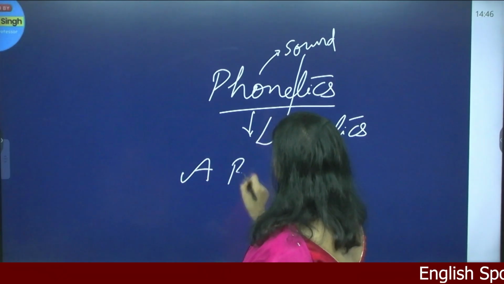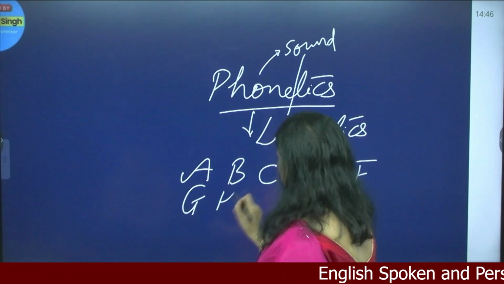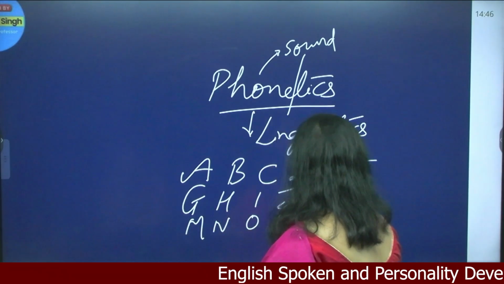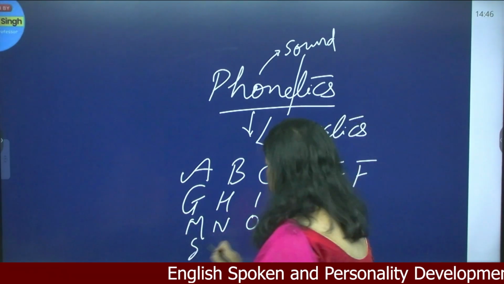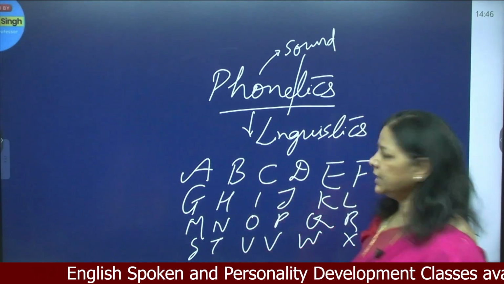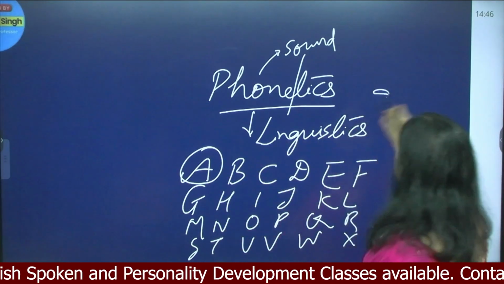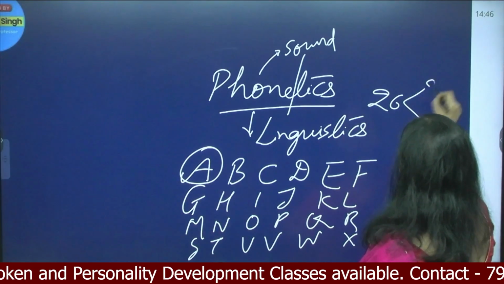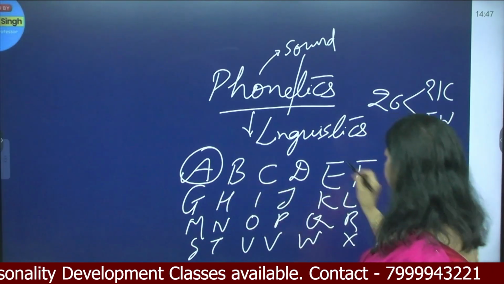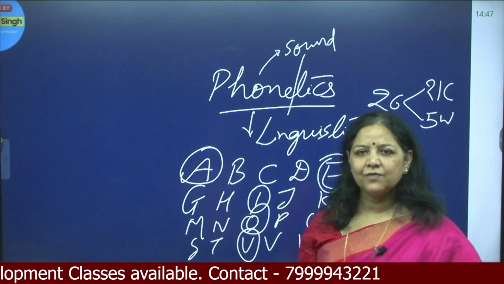A, B, C, D, E, F, G, H, I, J, K, L, M, N, O, P, Q, R, S, T, U, V, W, X, Y, Z. Here, 26 letters are divided into 21 consonants and 5 vowels. What are they? A, E, I, O, and U. These are the vowels, right?